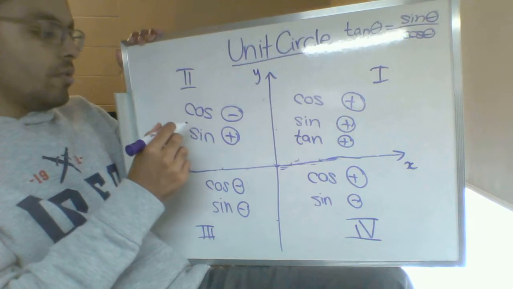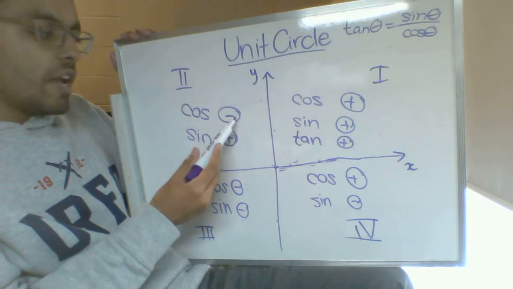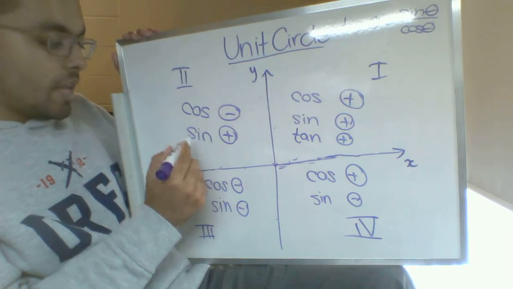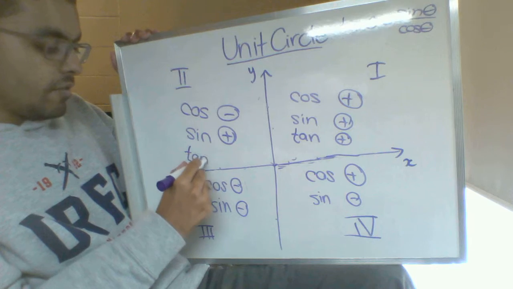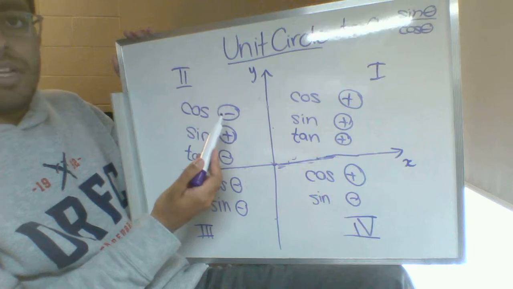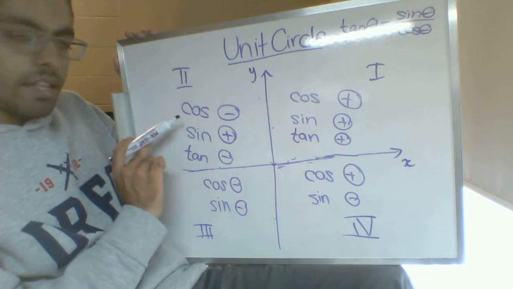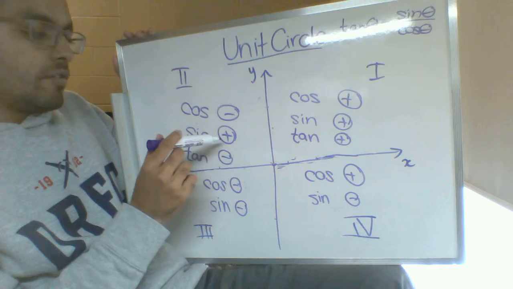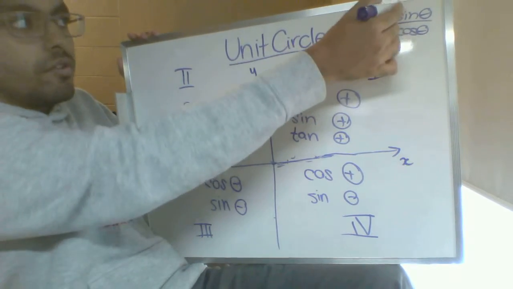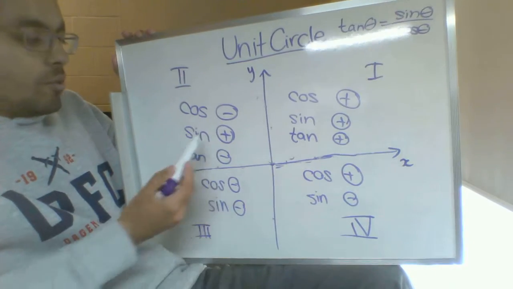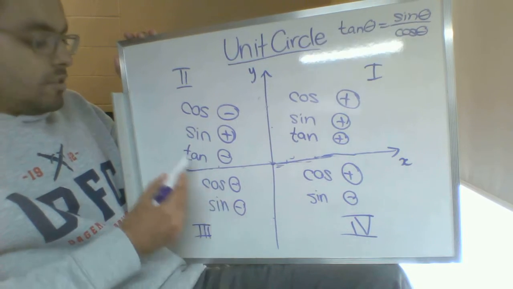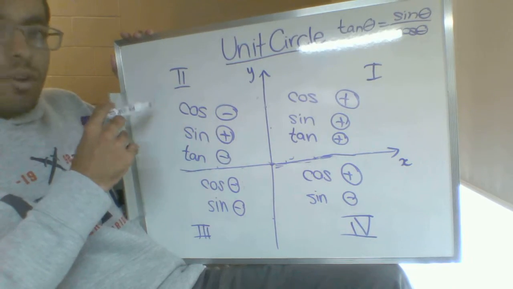In quadrant 2, though, if we take a positive number and divide it by a negative number, if either one of those numbers is negative, then your answer is going to be negative. So sine, like 2 divided by negative 3, for example, you can't get those numbers here, but if your numerator is positive and your denominator is negative, your answer is going to be negative. So tan is negative in quadrant 2.